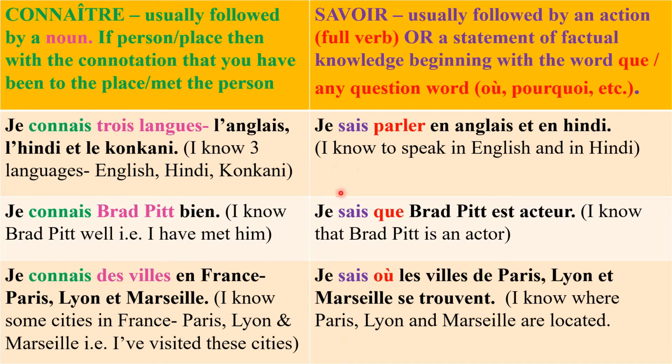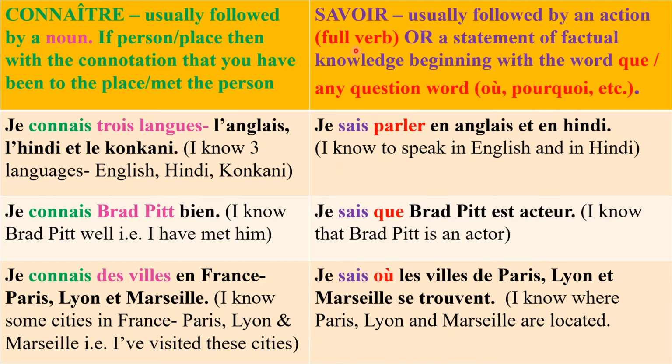Welcome back. Today we are looking at the difference between these two verbs, connaître and savoir. They are both irregular verbs. You have seen their conjugation in the previous video, that is irregular verbs part 4. We have already looked at how they are conjugated, so I'm not going back to that. I am directly starting off with the difference between the two.